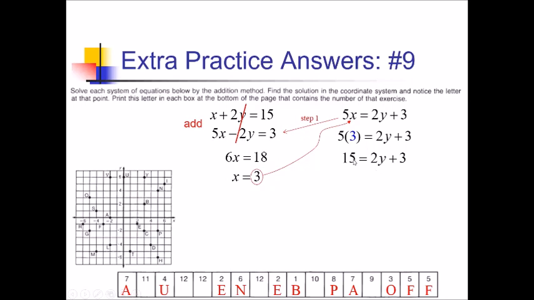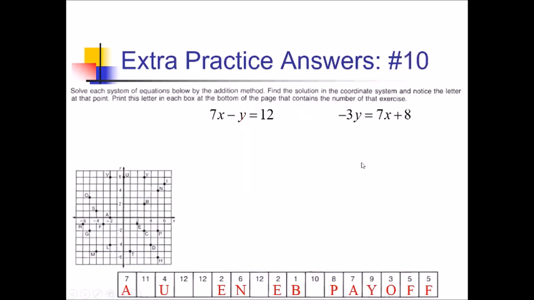Subtracting 3 from both sides, I have 12 equals 2y. And then dividing by 2, we see that y equals 6. So I have 3 comma 6 for that answer. So starting at the origin, going over 3 and up 6, that gives me a y, and that's going in spot number 9.